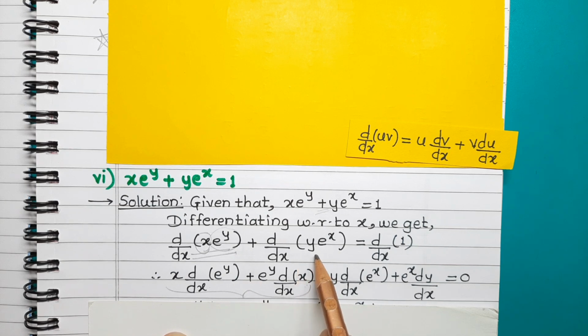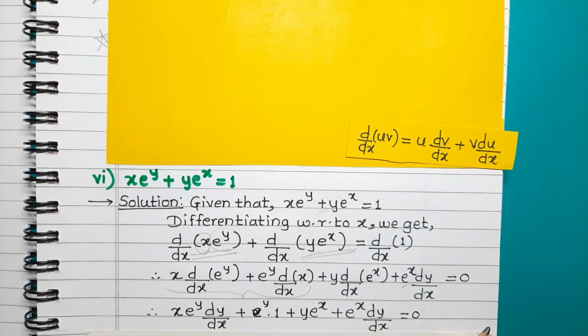Now again in the next term we have to use the product rule. So considering first function y, keeping it as it is, y multiplied by derivative of second function which is e raised to x, plus second function e raised to x as it is multiplied by derivative of first function. So it is dy by dx is equal to derivative of 1, which is 0 since 1 is constant. Okay, and now let's evaluate these three derivatives in the next step.